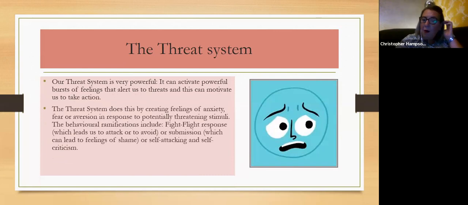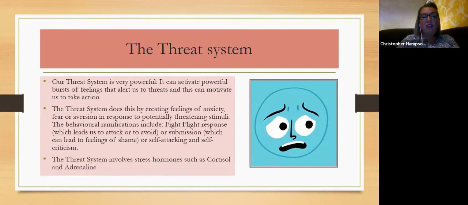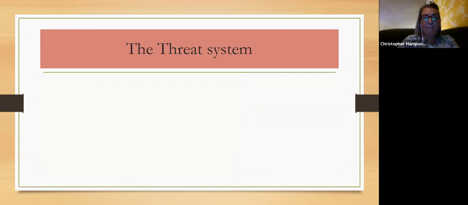Our threat system is powerful. It can activate powerful bursts of feelings that alert us to threats, and this can motivate us to take action. The threat system does this by creating feelings of anxiety, fear, or aversion in response to potentially threatening stimuli. The behavioral ramifications include fight or flight response, or submission, or self-attacking and self-criticism. The threat system involves stress hormones such as cortisol and adrenaline.